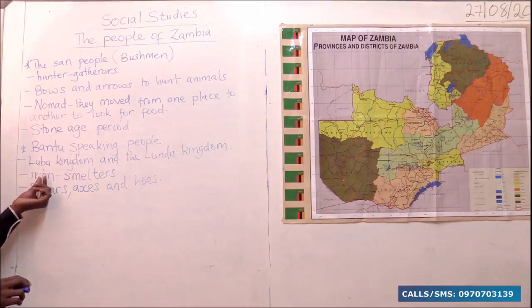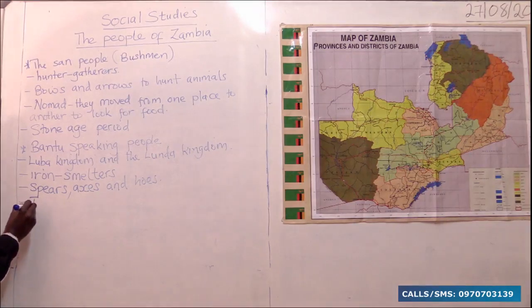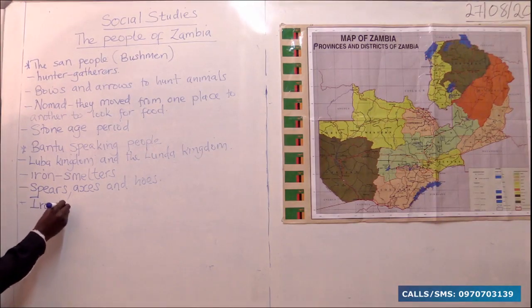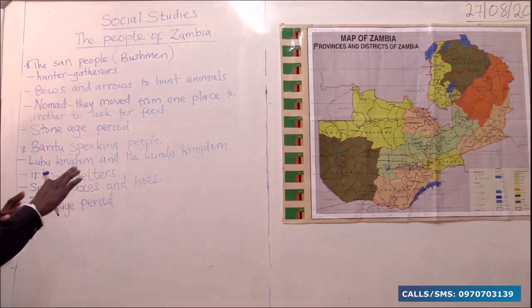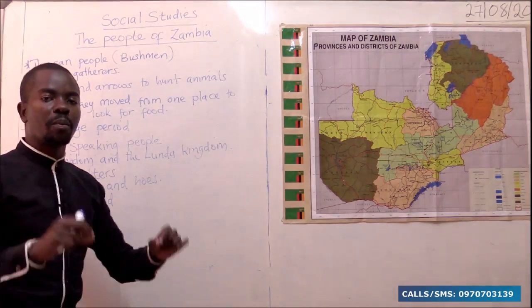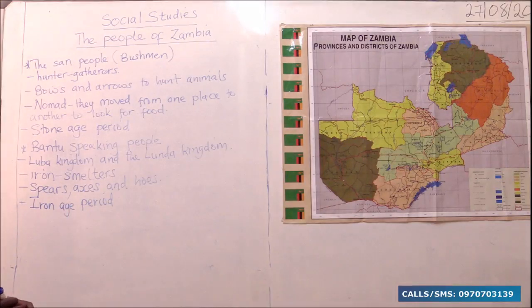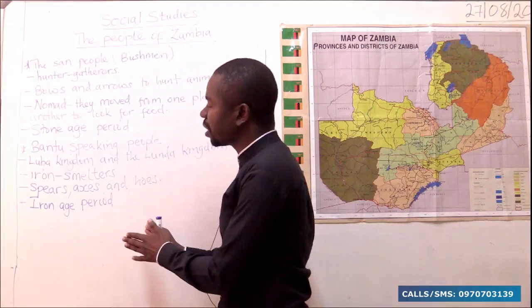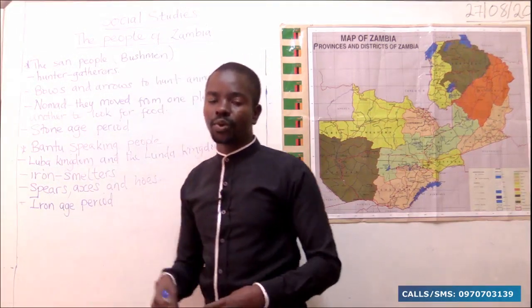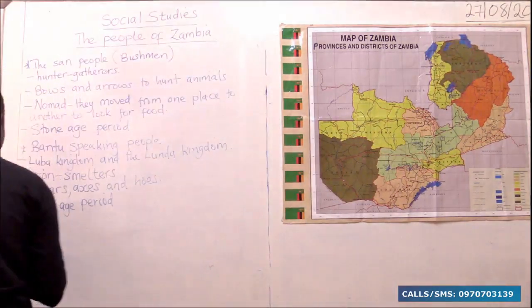The Bantu-speaking people were iron smelters. Hence, they lived in what is known as the Iron Age. The Iron Age is the period where they used iron to make different tools. The Bantu-speaking people, when they came into Zambia, had a centralized society.